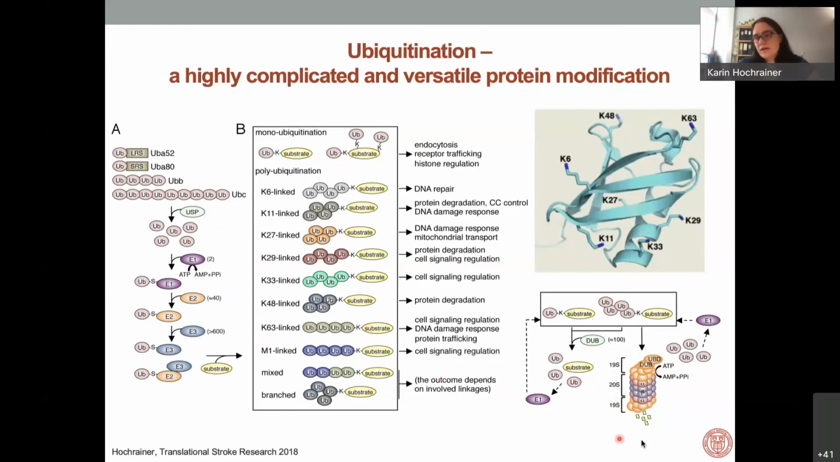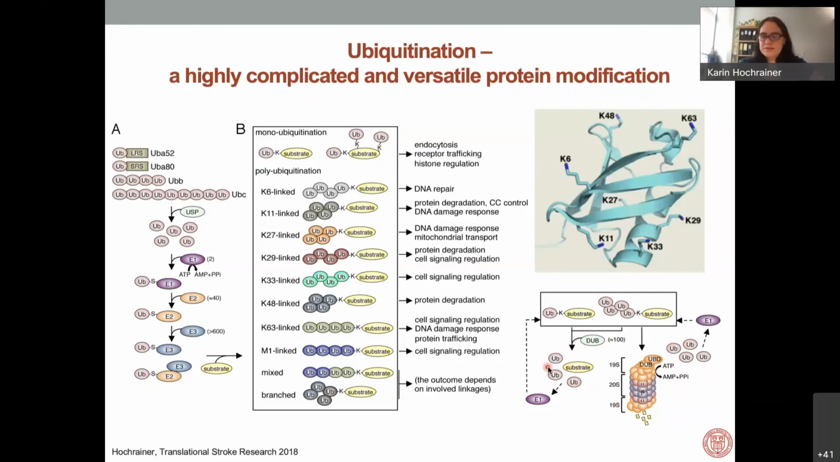In addition to being degraded by the proteasome, ubiquitin can also be released from substrate via deubiquitinating enzymes without proteolysis. That is also important to know.